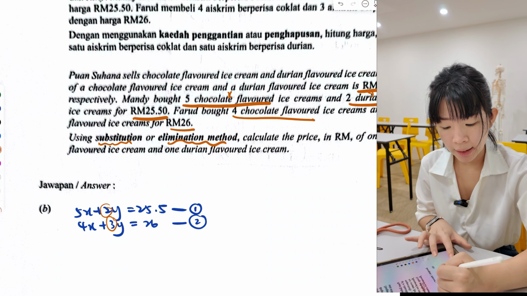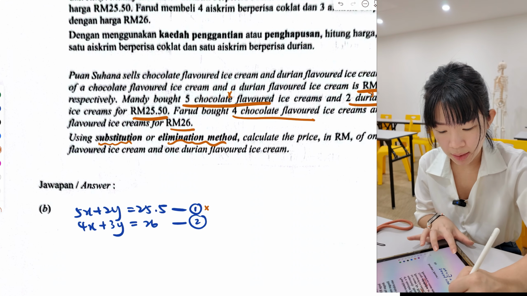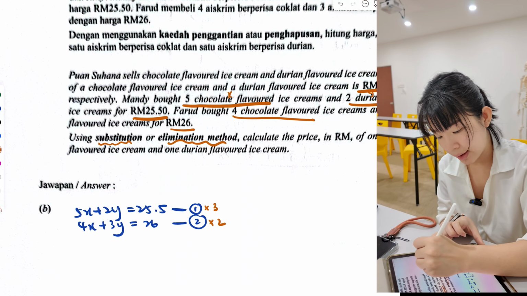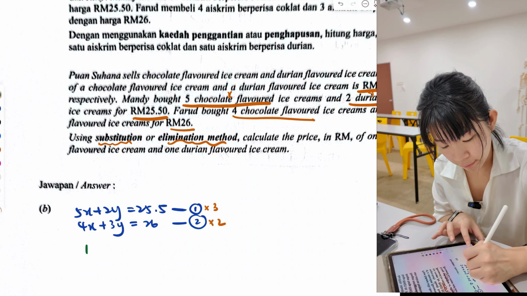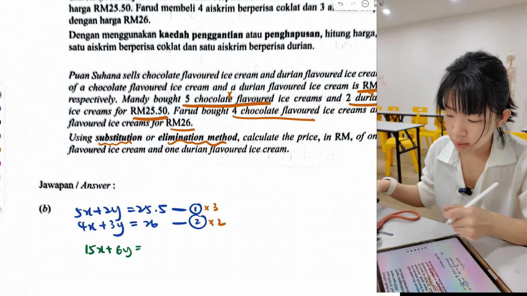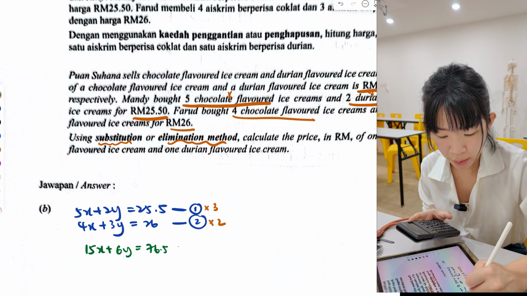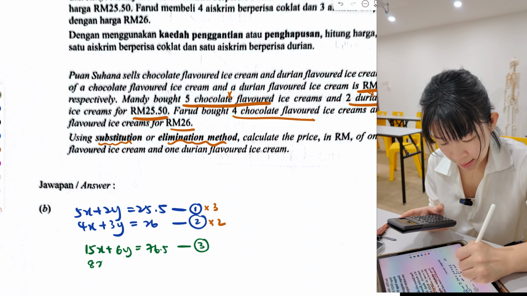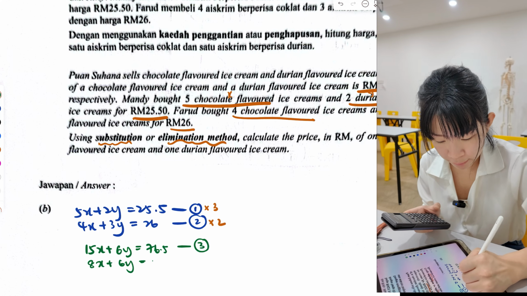My decision is I want to eliminate y. So 2 and 3 both must become 6. So equation 1 times 3, equation 2 times 2. Okay, so we will get 2 new equations. First equation, everything times 3. So we get 15x plus 2y times 3, 6y, equal 25.5 times 3, so 76.5. Equation 3. Now the second equation, everything times 2. So this becomes 8x, 3y times 2, 6y, 26 times 2, 52.